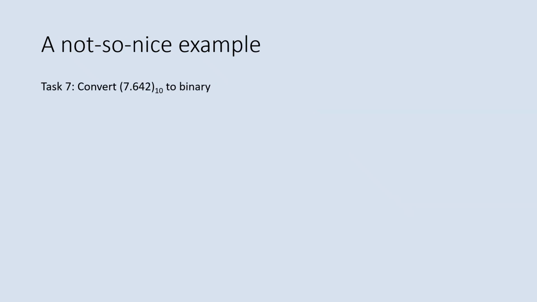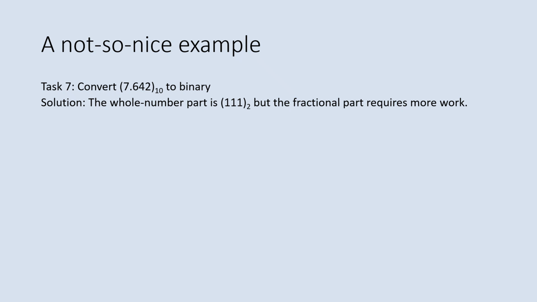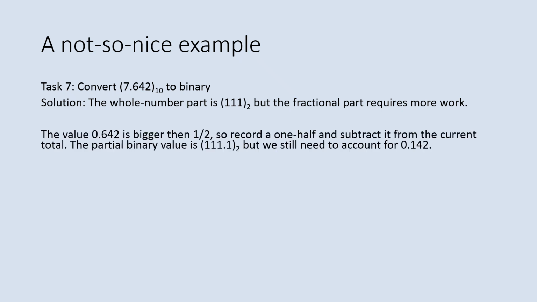So now let's look at another example. Let's look at 7.642, and let's write that in binary. So the whole number part, again, nice and easy. 7 is 111. The fractional part is going to require a bit more work from us.